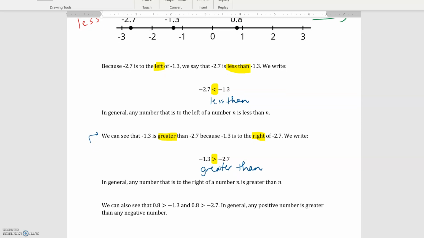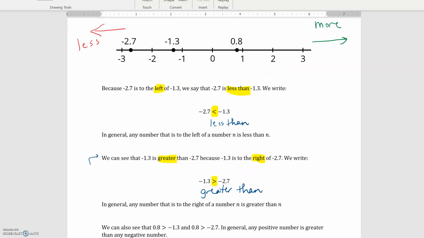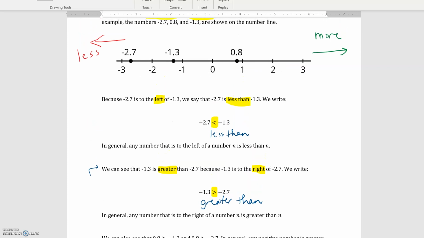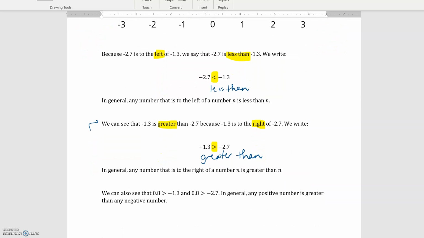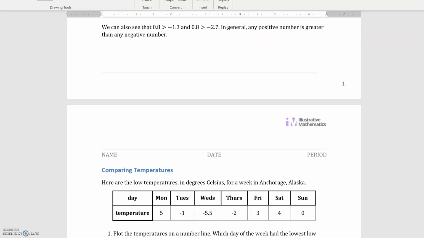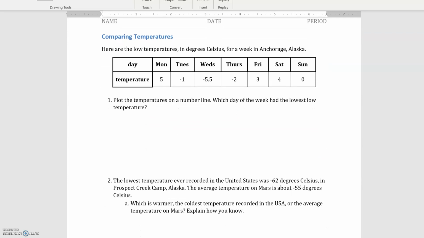There are also some other ways we can describe the relationships, but the main thing we notice here is that things to the left are less, things to the right are more. So let's apply that thinking to another example on the next page, where we're going to be comparing temperatures.